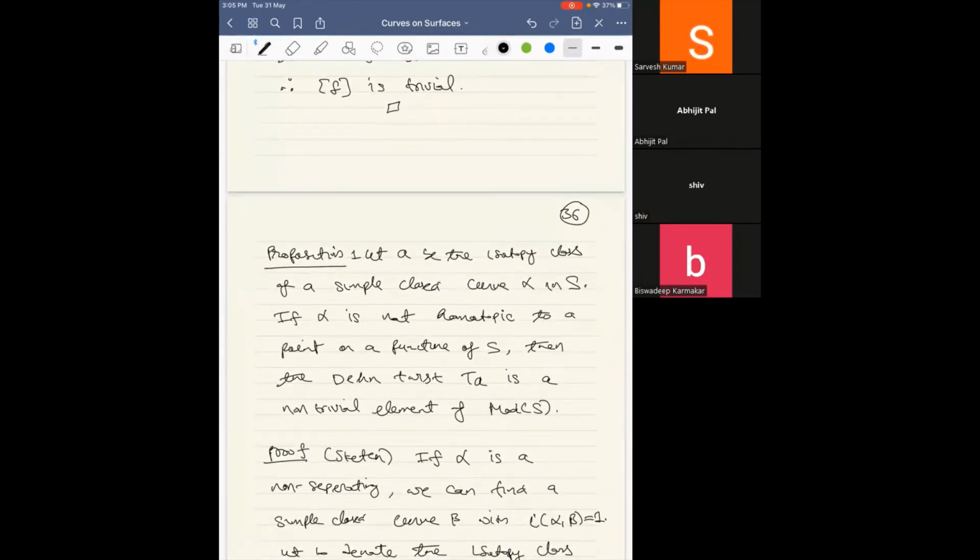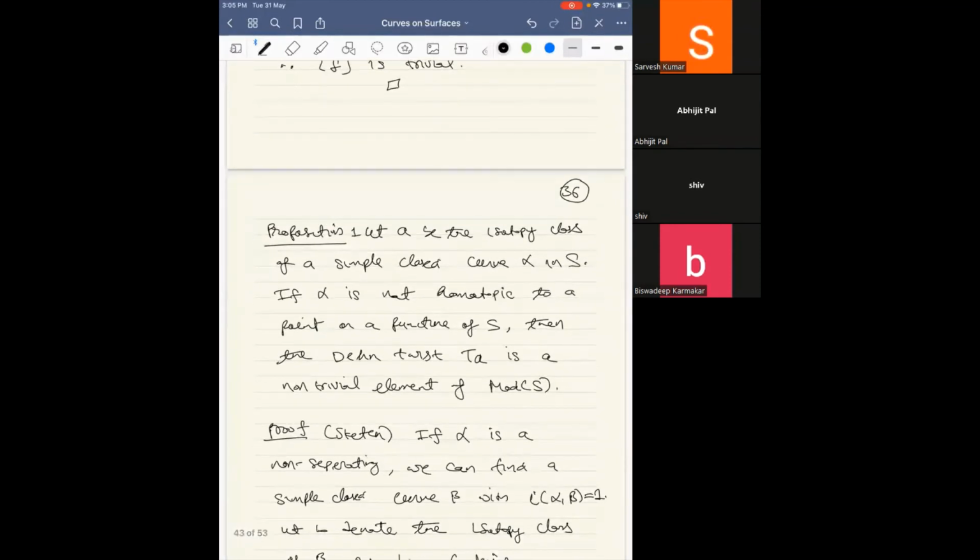So this is a slightly non-trivial proposition. Next, we want to see some properties of Dehn twists. We will see that Dehn twists are infinite order elements. First of all, let us see whether it is a non-trivial element. Though we have already seen in the case of the torus that it is non-trivial, but in general?